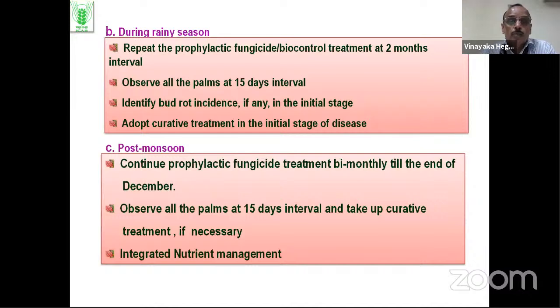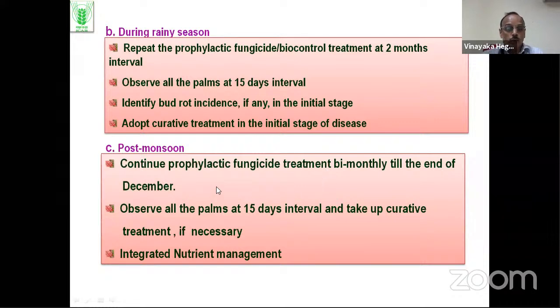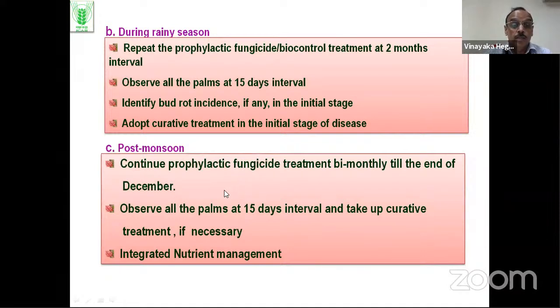Overall, all the palms should be checked at 15-day intervals to identify and monitor bud rot incidence. Adopt curative treatment in the initial stage itself, because we can cure the disease, but if it is at an advanced stage, it is very difficult to recover the palm. So continue prophylactic fungicide treatment bimonthly till the end of December. Observe all the palms at 15-day intervals and take up curative treatments.